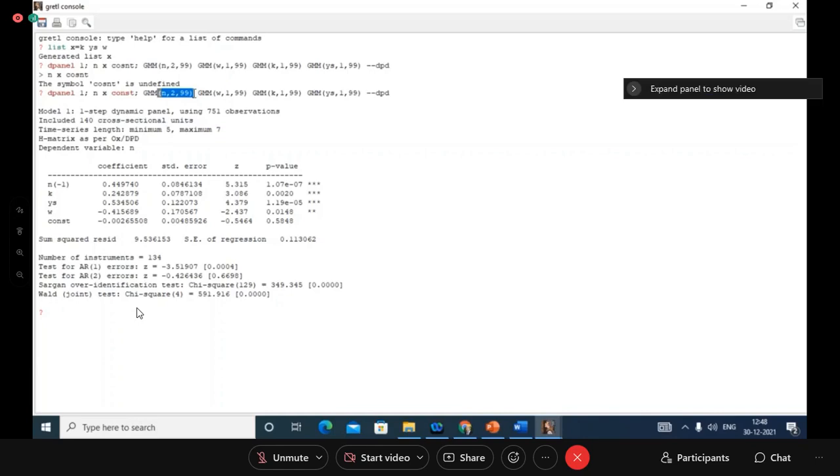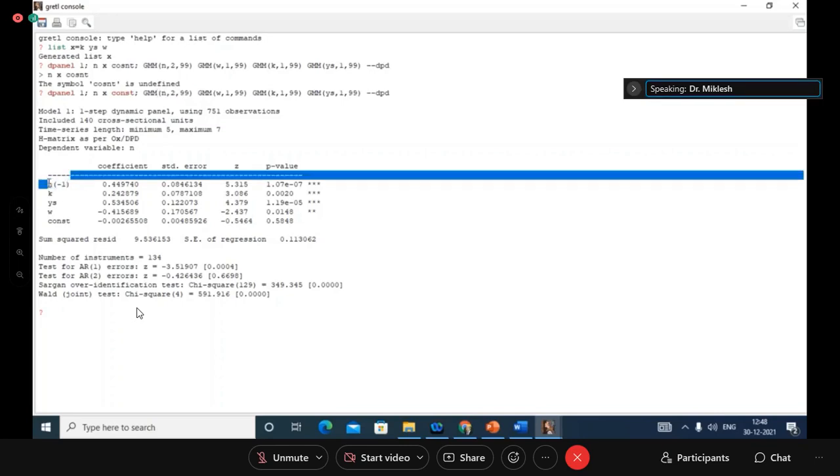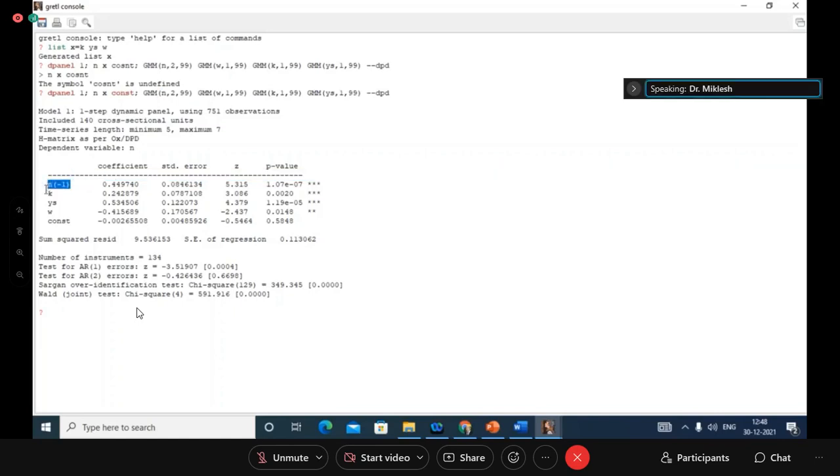Actually, we have already considered N minus 1 as IDV, right? The variable which I have already considered as IDV, I cannot consider the same lag as instrumental variable also. That's why I have written 2 here. For N, I have started from 2, but the rest of the variables I have started from 1. This is the difference. I hope you have understood what I'm talking about.